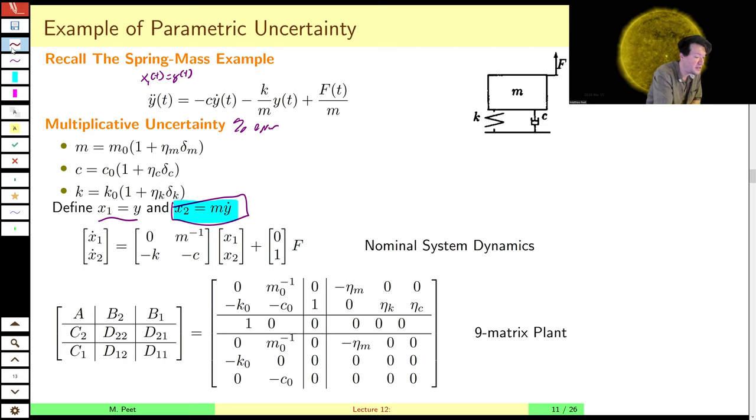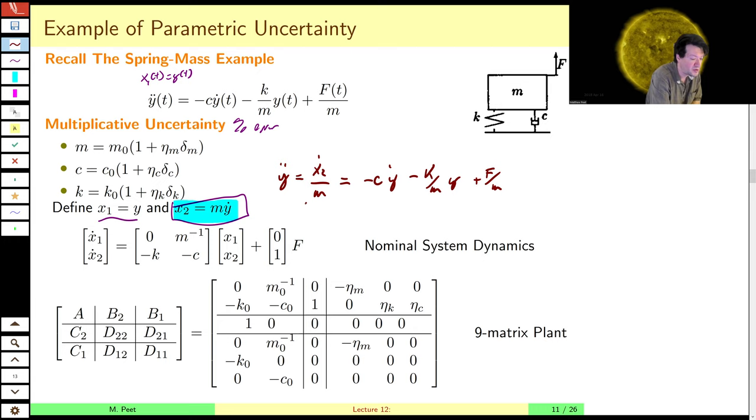Because then, when we get y double dot, that is equal to x2 dot over m. And so if we write that equal to negative c over m y dot minus k over m y plus f over m, then when we multiply through by the m's, these m's cancel. And then we get the dynamics actually in a relatively simple manner. I think there's a typo. That should be c over m. That 1 over m also disappears.